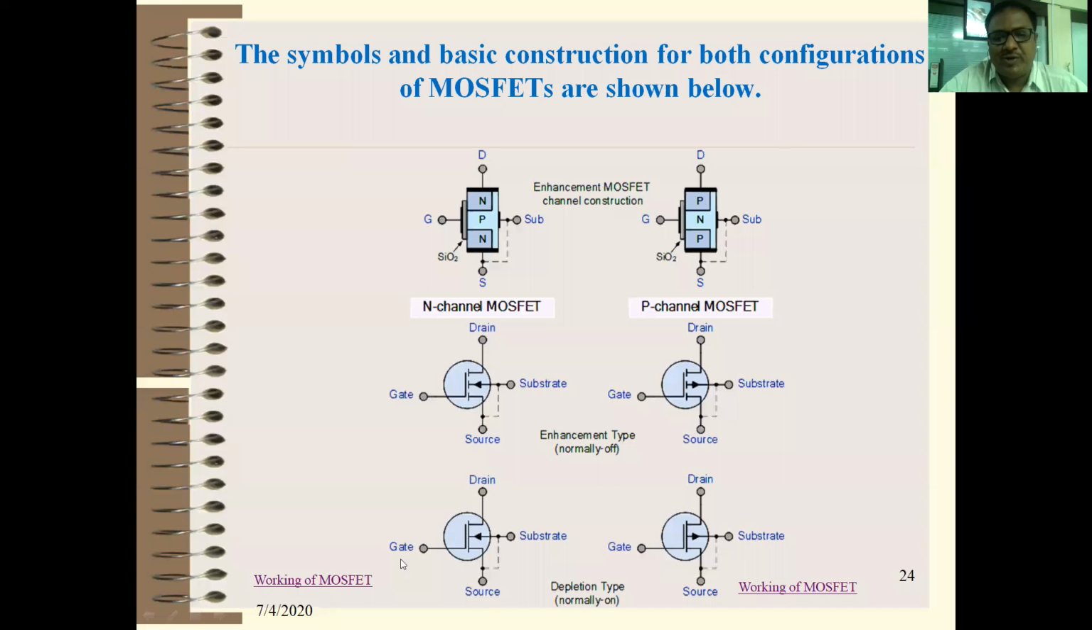So depletion type MOSFET is also called a normally on MOSFET, and enhancement type MOSFET is called a normally off MOSFET. So MOSFET is divided into two parts: enhancement type, normally off, and depletion type, normally on. Again, enhancement type is divided into two types, N channel and P channel. Similarly, depletion MOSFET is also divided into two types, N channel and P channel. Now we will see exactly how this MOSFET works.